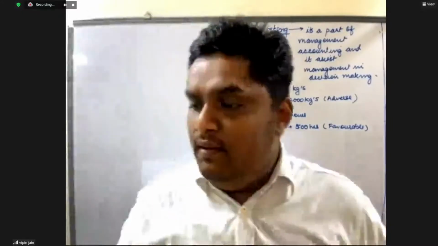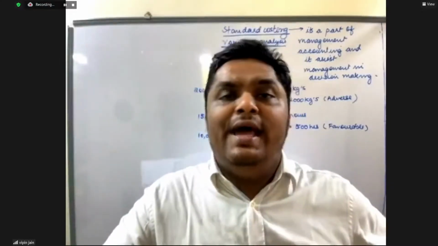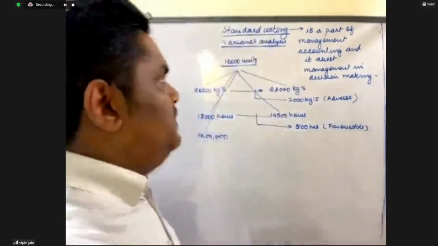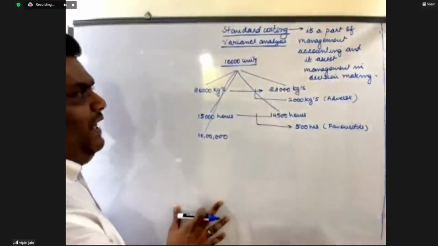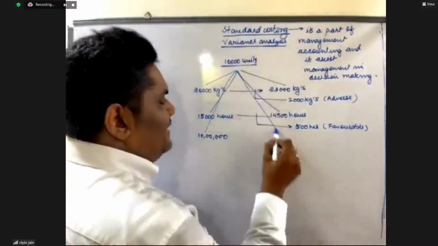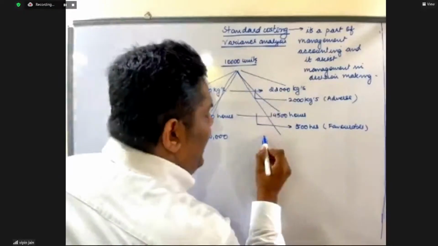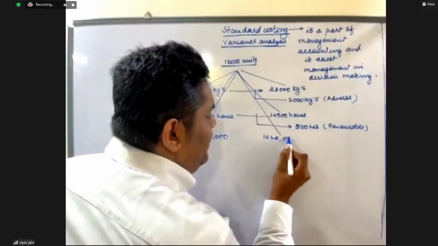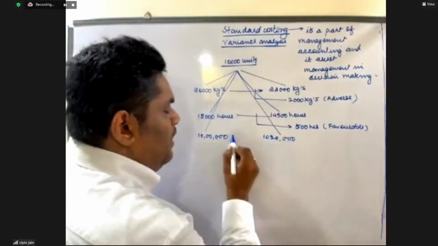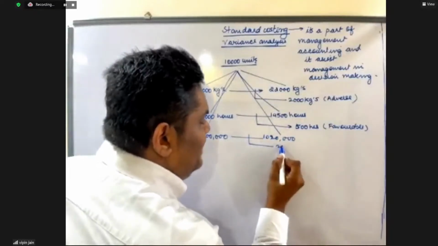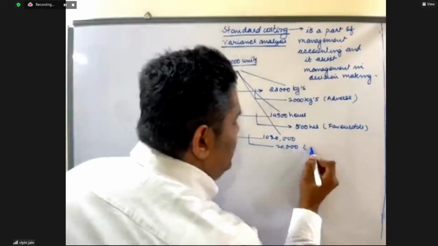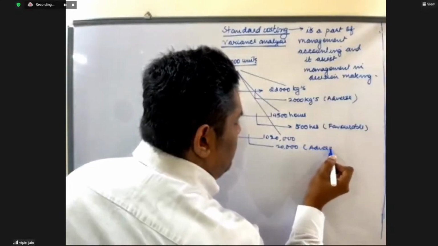I repeat again, as per the target set, I will manufacture these 10,000 units with an overall fixed cost of 10 lakh. However, when the actual figures were out, the actual cost incurred was 10 lakh 20,000. Again, 20,000 extra spent. So we call it adverse for the company.